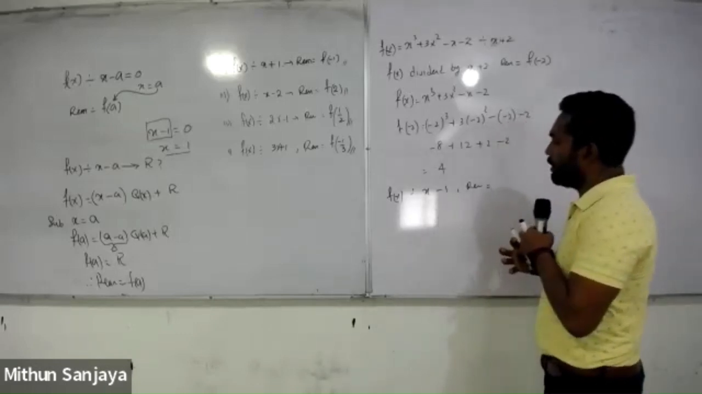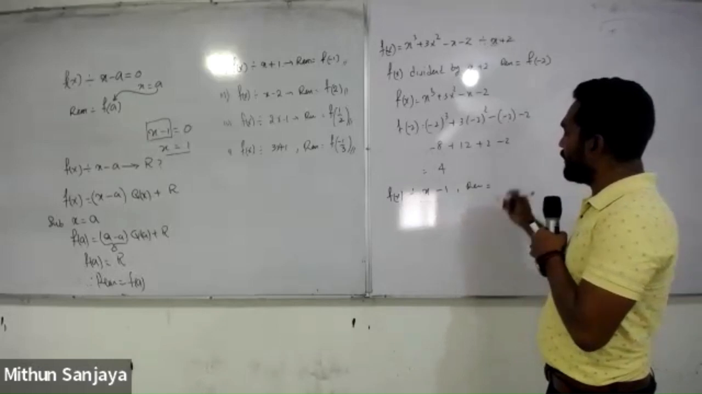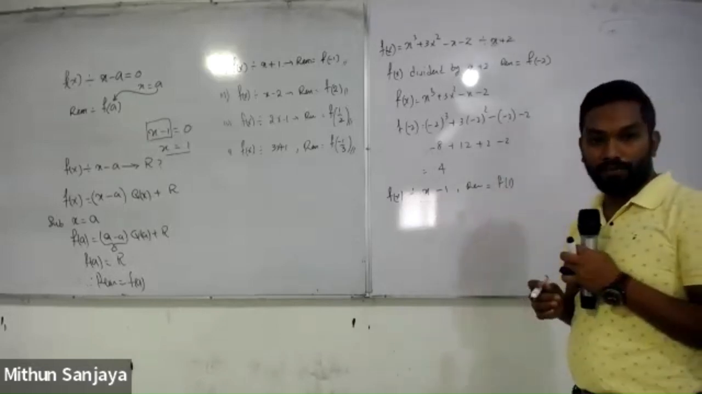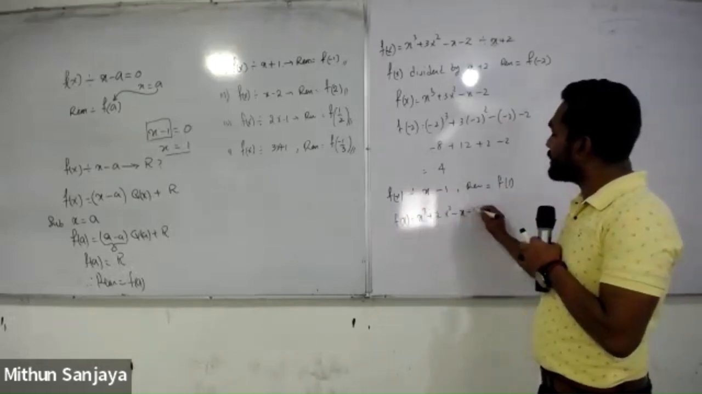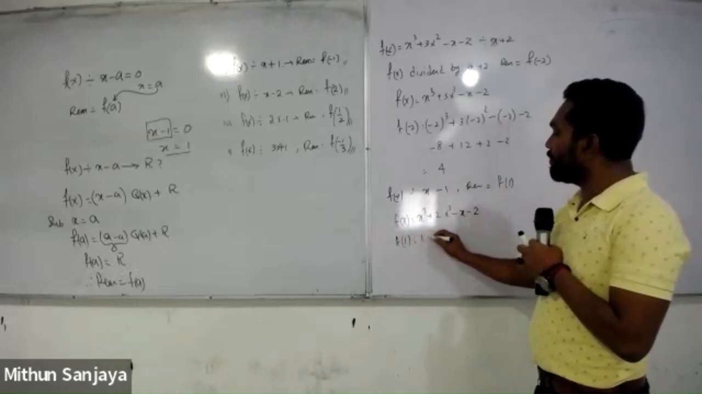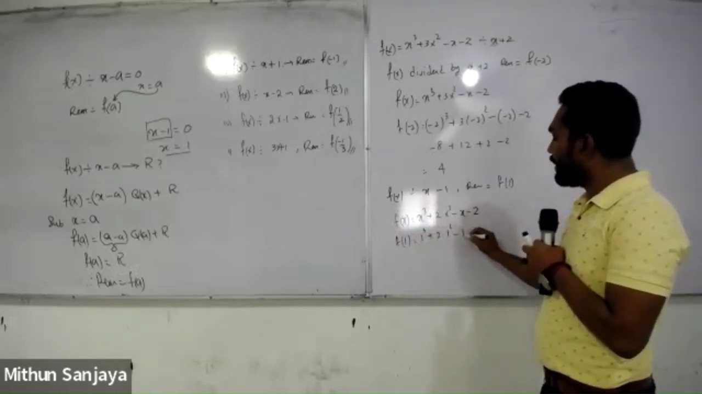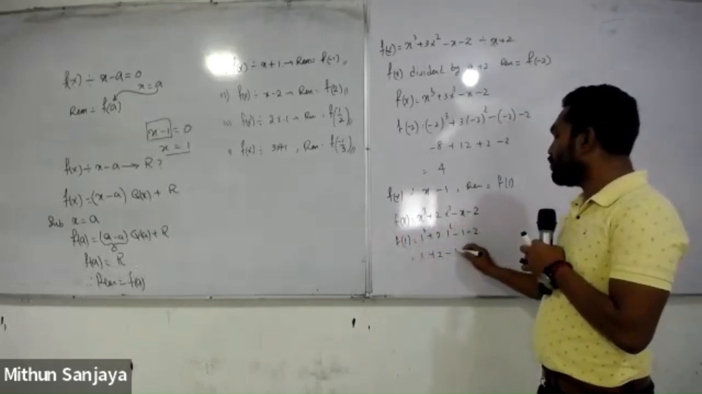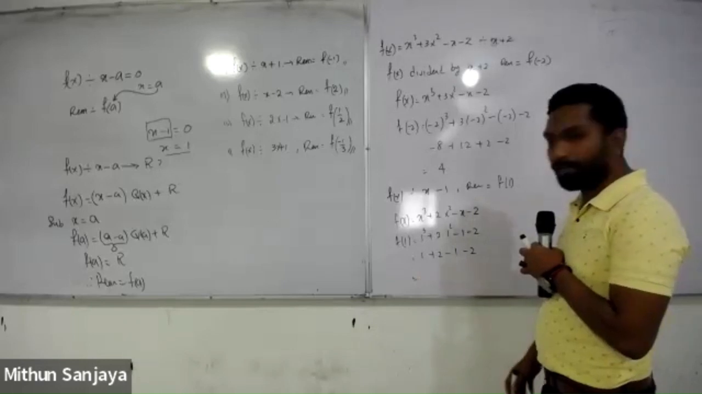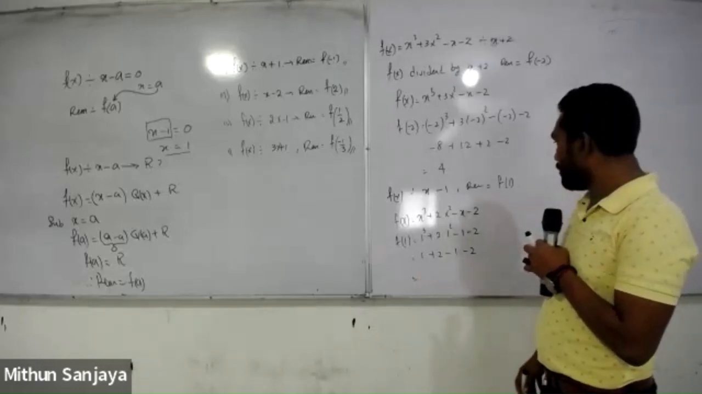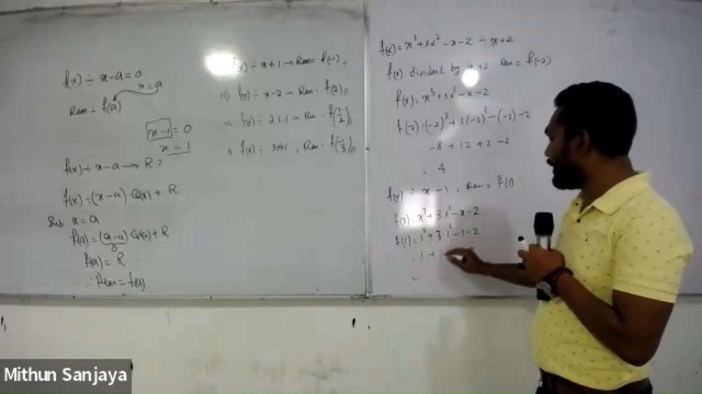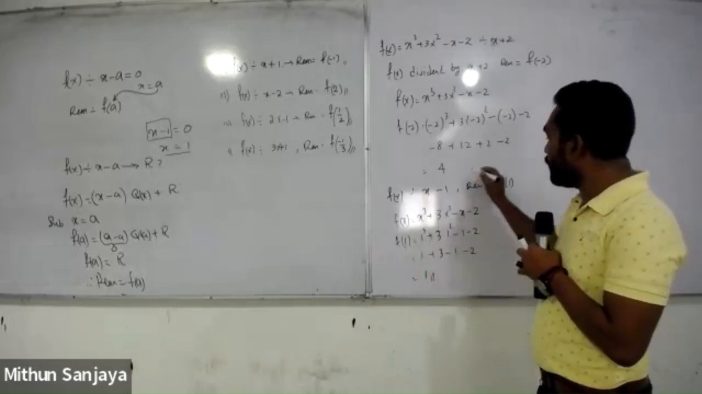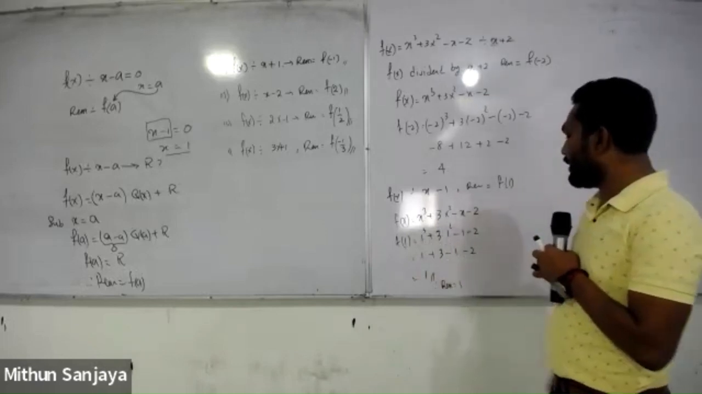Now we can say f(x) divided by x minus 1, remainder is f(1). Now f(x) equal x cube plus 2x square minus x minus 2. f(1) equal 1 plus 2 times 1 square minus 1 minus 2, which is 1. Therefore, we can write remainder equal 1.